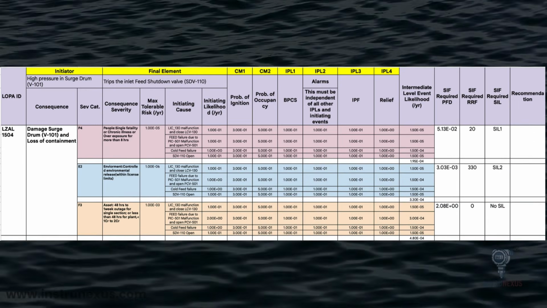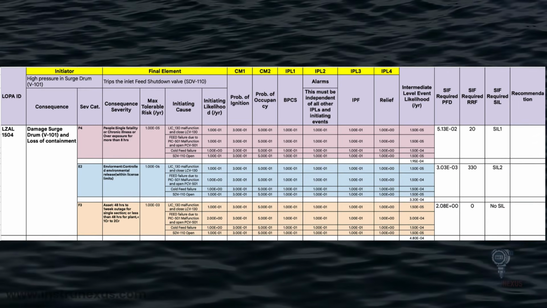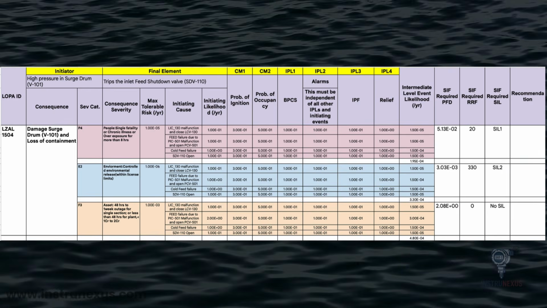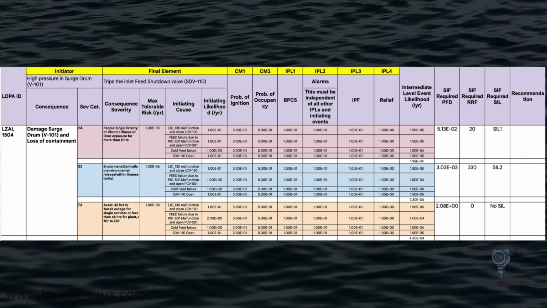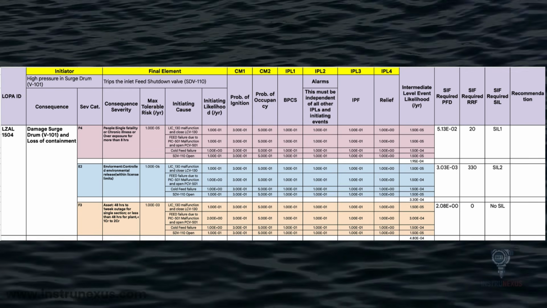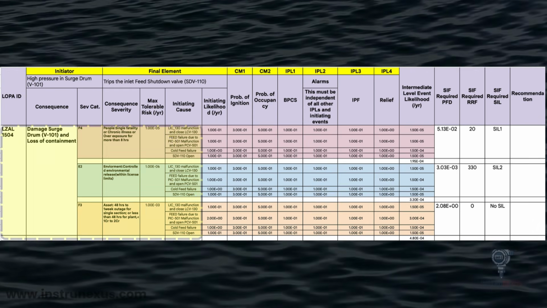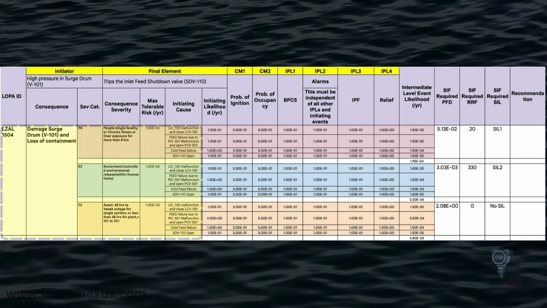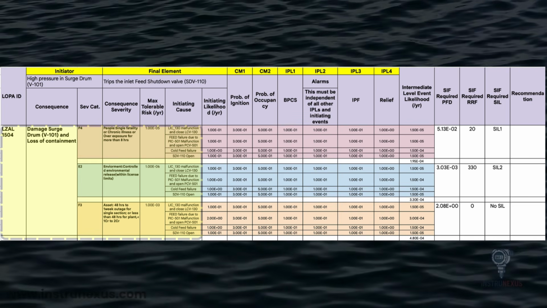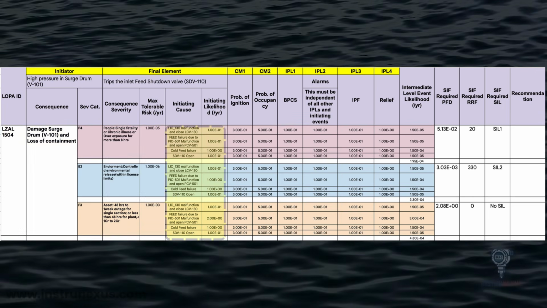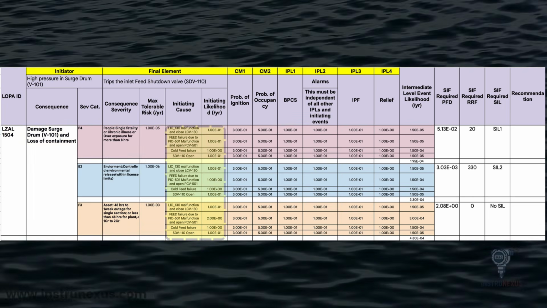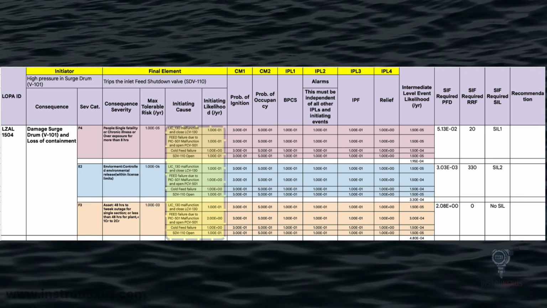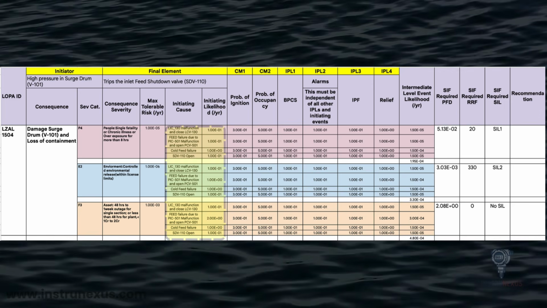The LOPA format typically follows a linear left-to-right spreadsheet structure designed to mathematically calculate the safety gap of a specific hazard. We start on the far left by defining the scenario. Here, we document the LOPA ID, the specific consequence, such as damaging a surge drum, and the severity category. Crucially, we list the initiating cause, like a control loop malfunction, and assign it a baseline frequency.